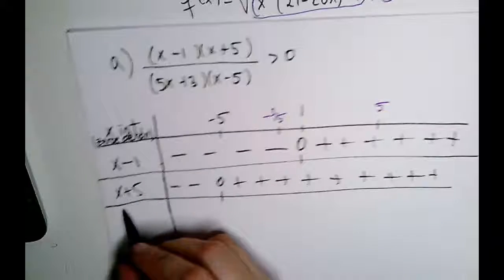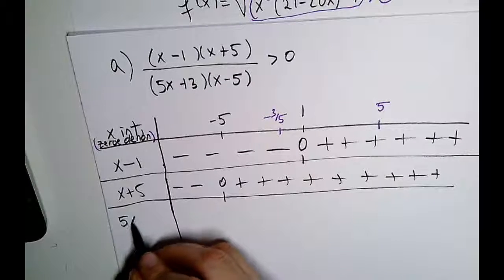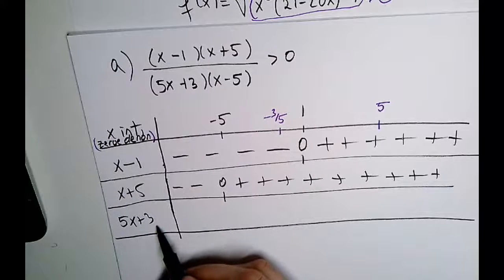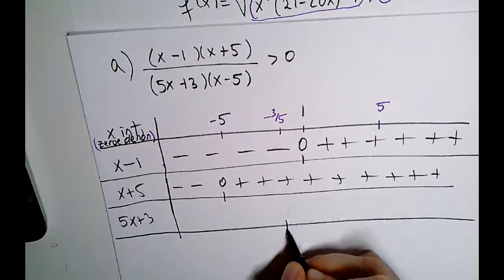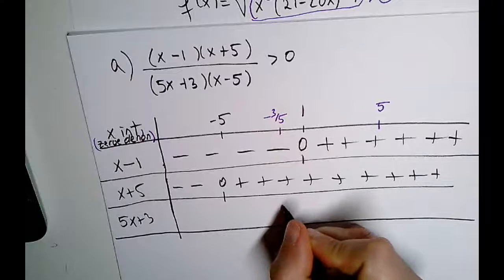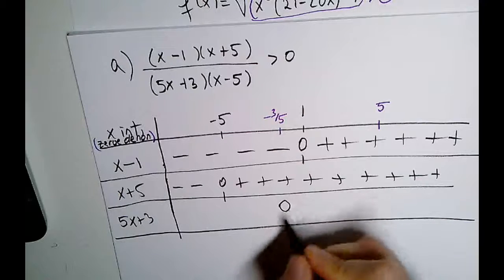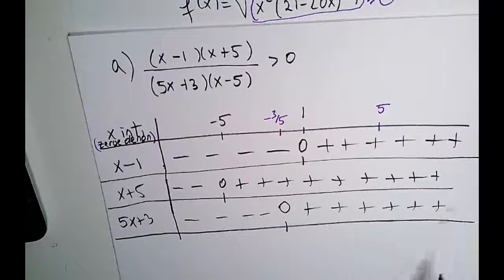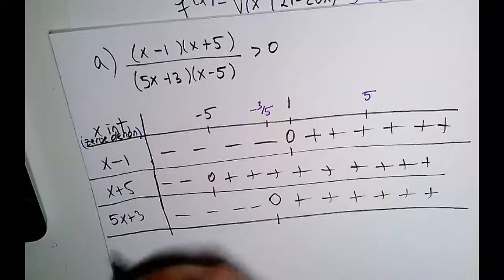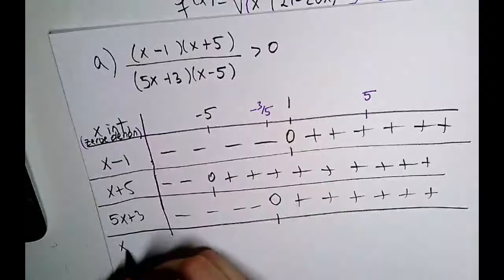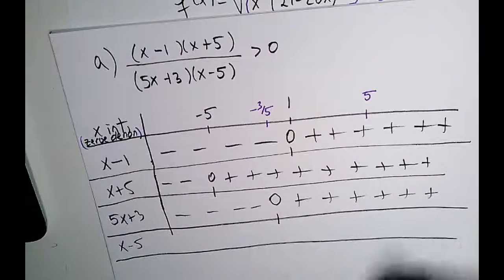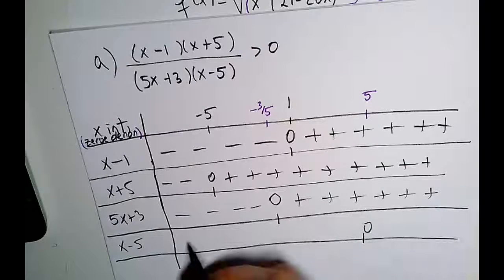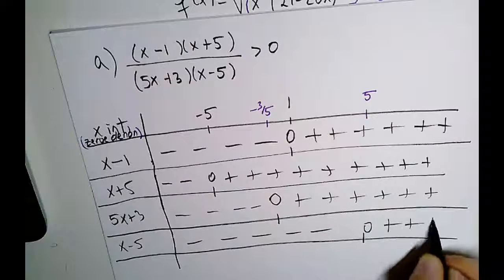And then the zeros of the denominator, 5x plus 3. 5x plus 3 is 0 when x is -3/5, so it's going to be 0 here, and it's going to be negative before and positive after. And then x minus 5. X minus 5 is 0 when x is 5. It's going to be negative before and positive after.